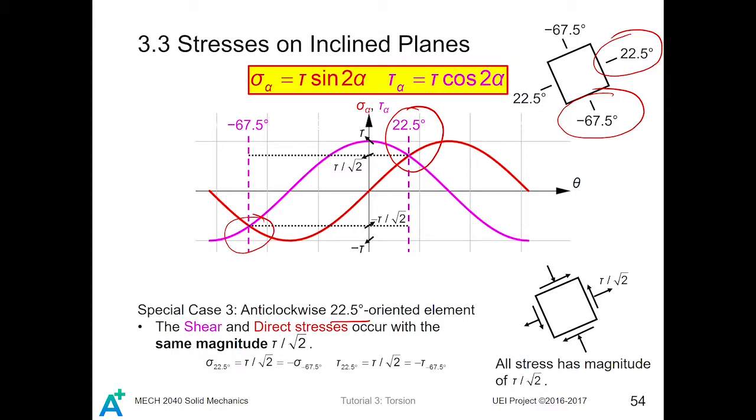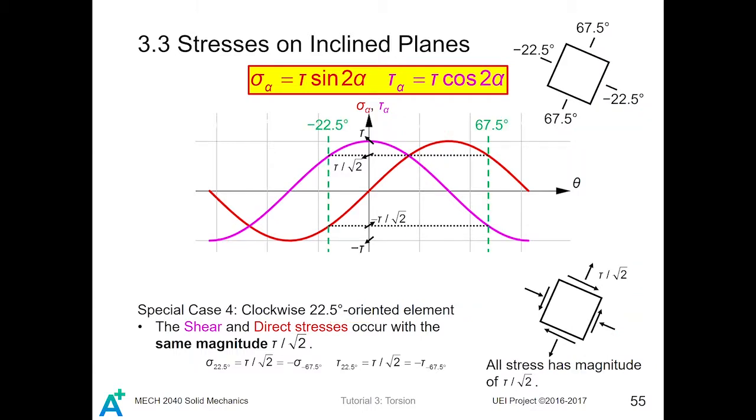We can draw the conclusion that the magnitudes of the direct and the shear stress shown here are all the same. This is why I say it is relatively more special than other general cases. The magnitude is actually tau divided by square root 2. And similarly, for the 22.5 degree clockwise oriented element, you can observe that the magnitudes of the direct stress and the shear stress are the same.